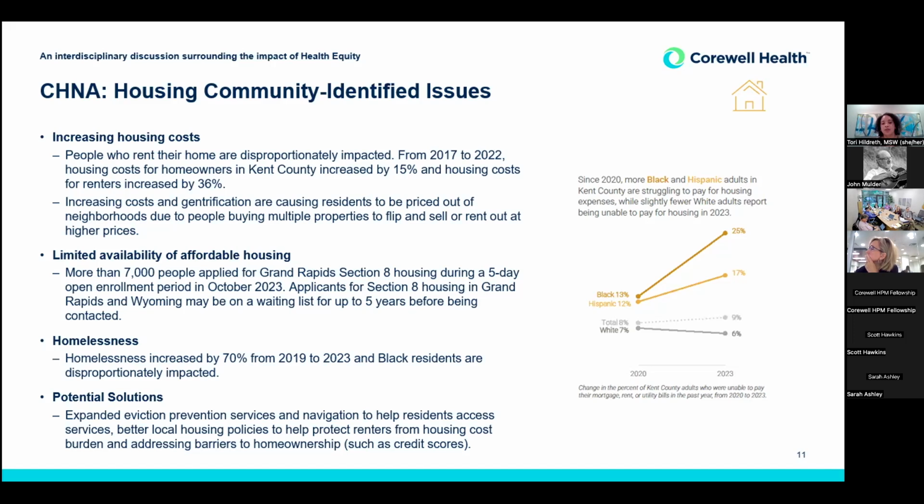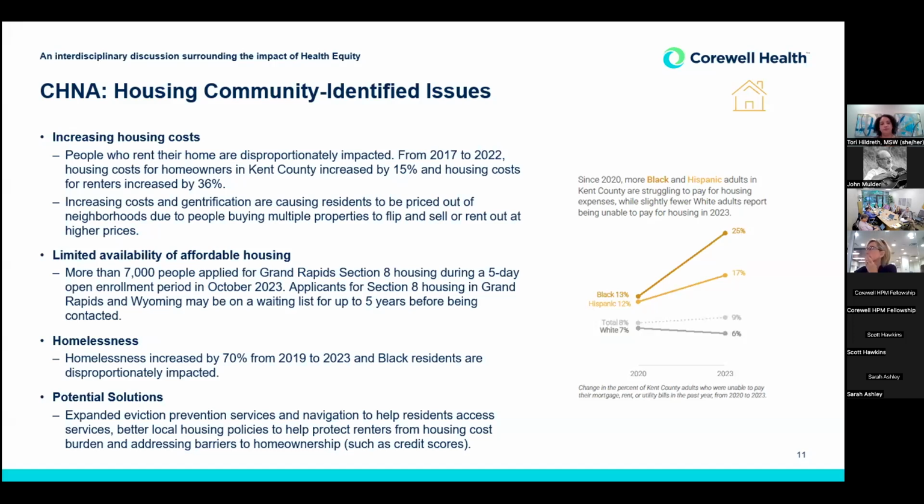This data chart on the right was pulled immediately from the survey as well, which is highlighting how Black and Hispanic and Latino adults are struggling to pay for housing expenses, where slightly fewer white adults are reporting being unable to pay for housing. This data is showing such a gap in 3 years, and the gap is continuing to increase. So with this data here, imagine what it could look like in just 2 years' time.